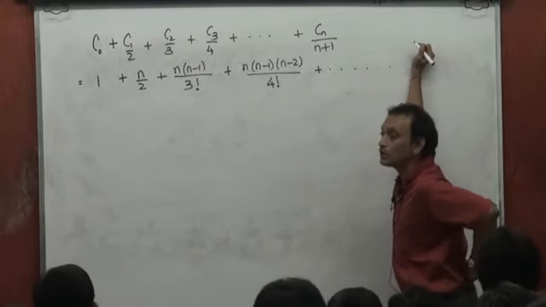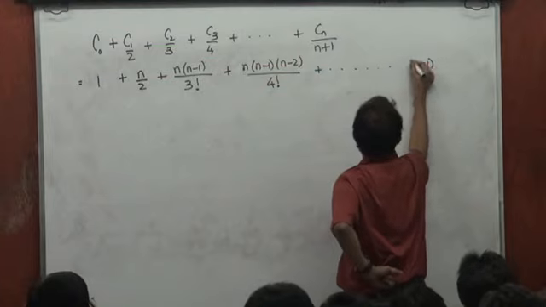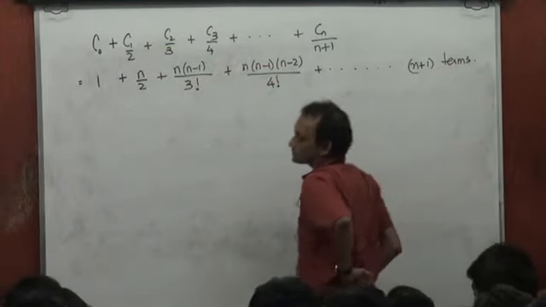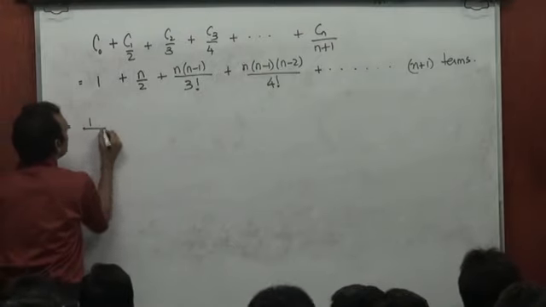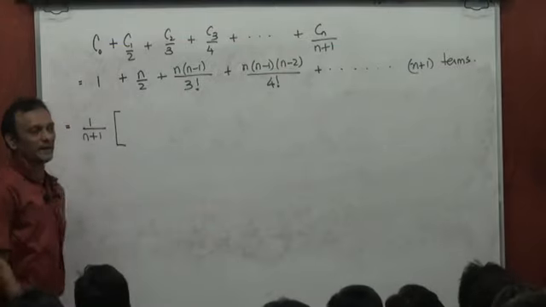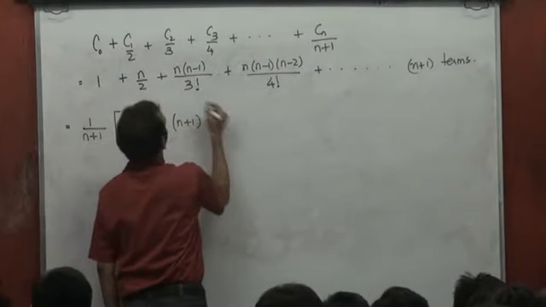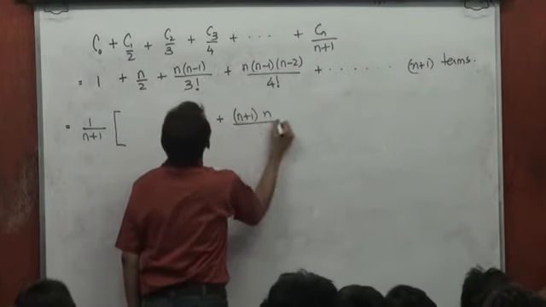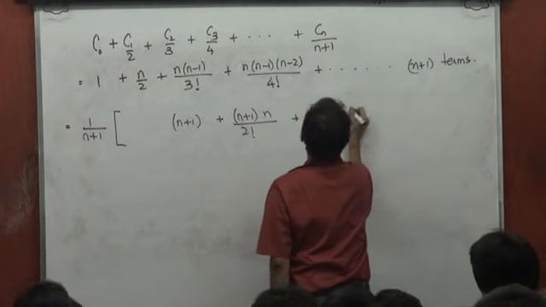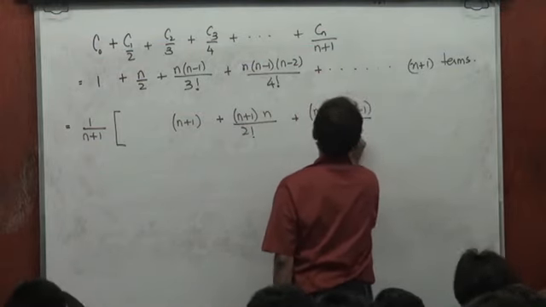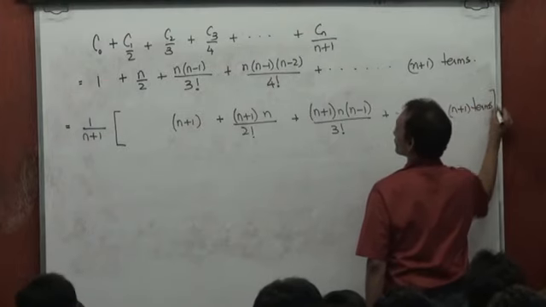Now, how many terms in this? N plus 1 terms, right? 0 to n is n plus 1 terms. So far, so good, right? Now, take 1 by n plus 1 common from this. This would become n plus 1. This would become n plus 1 into n by 2 factorial. This would become n plus 1 into n minus 1 by 3 factorial. How many such terms? N plus 1 terms. So far, so good.